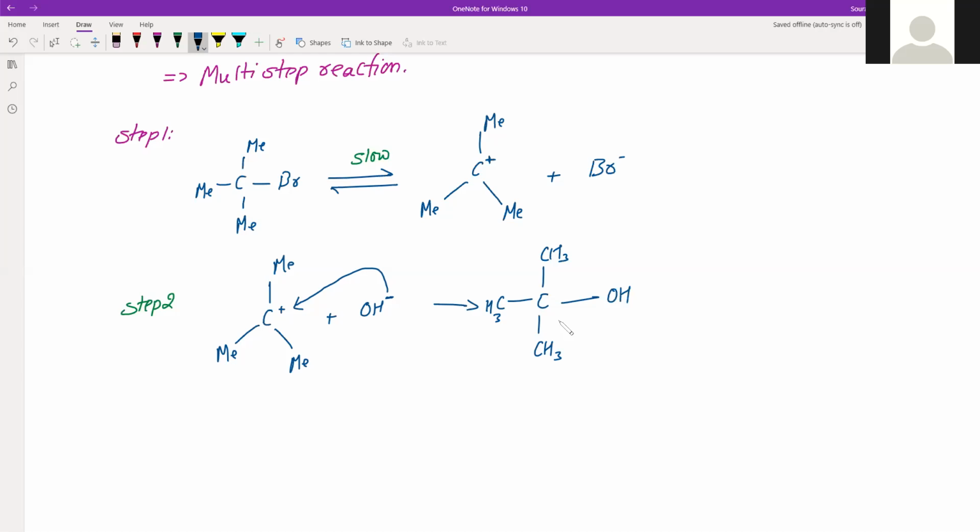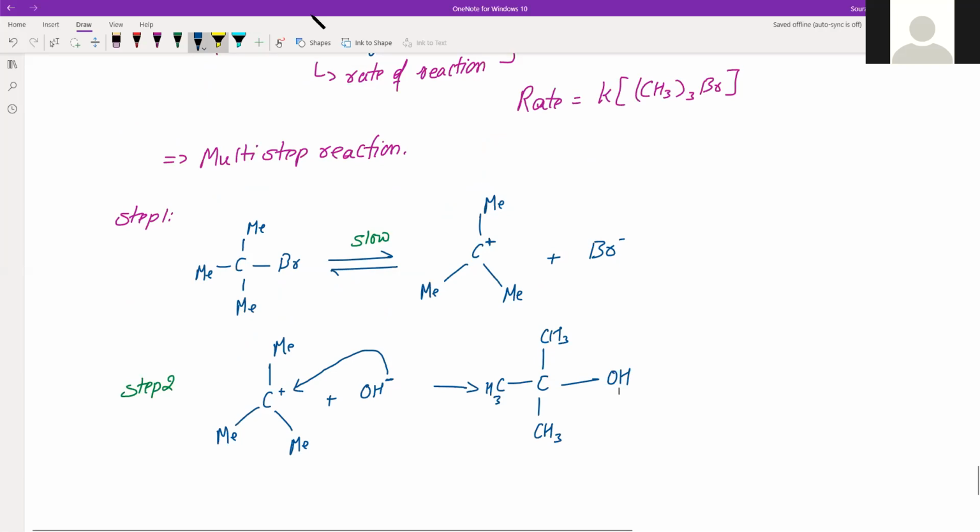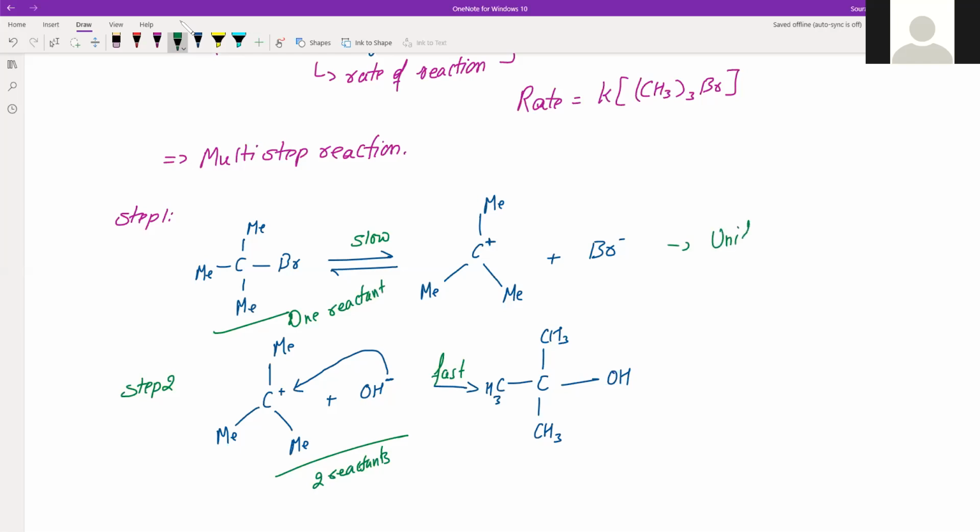So that is the two-step process. The first one, ionization, is the slow one, and the second is obviously the fast one. In this, what do we see here? Here there are two reactants, but here there is only one reactant. So it depends only on that. That's why this is called a unimolecular reaction.